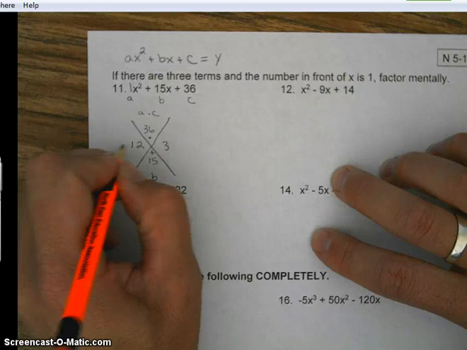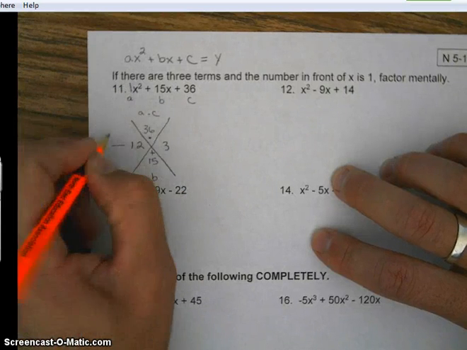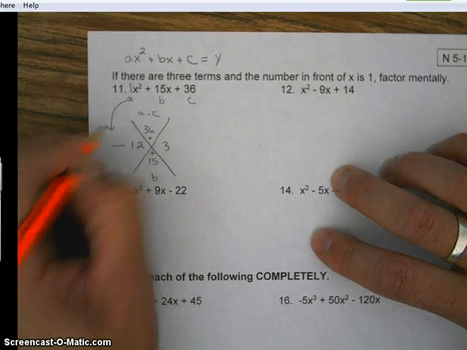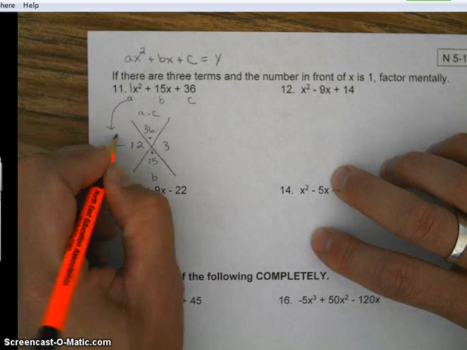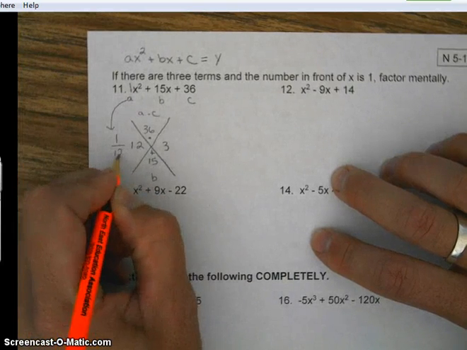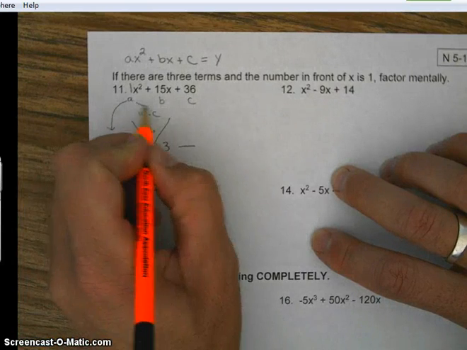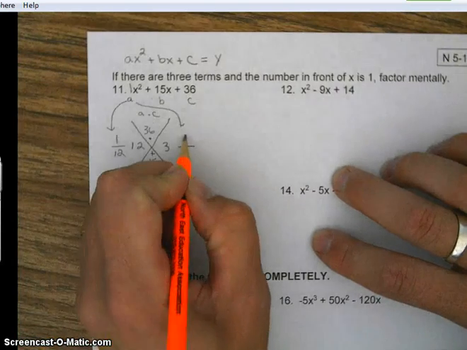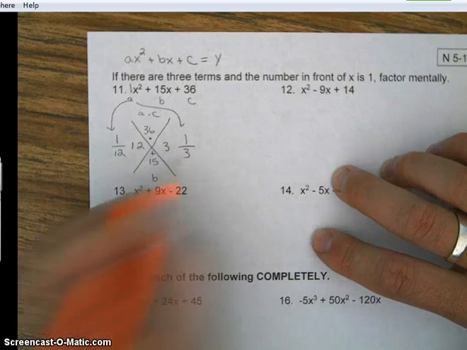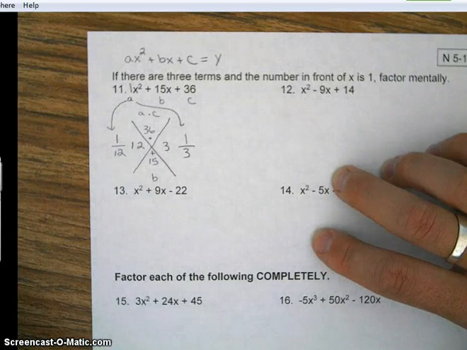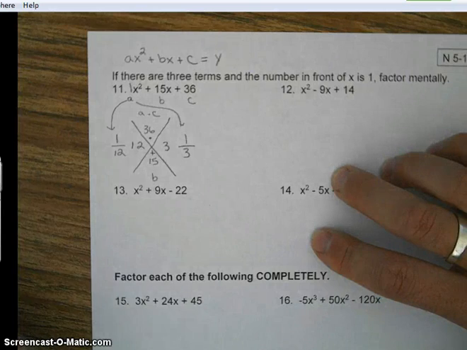Okay, next thing you're going to do is you're going to put your a value on top. We're going to make a ratio. So 1 goes on top, 12 goes on the bottom. Do the same thing on this side. Your a value goes on top, and your number goes on the bottom. Now we're ready to write our factors.